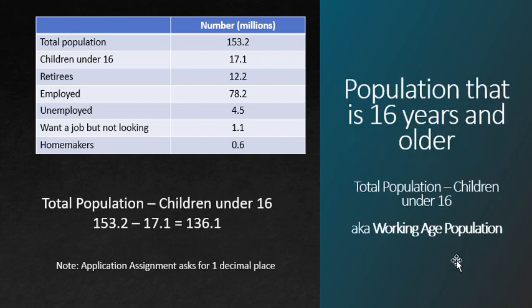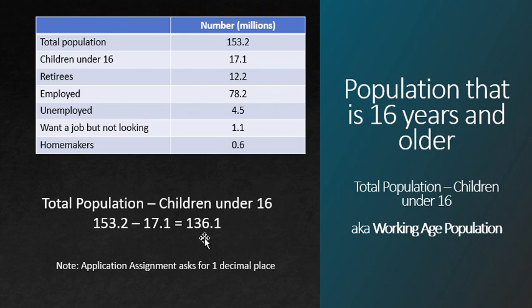So the first thing we want to figure out is who is in the population that is 16 years and older. Because remember, the labor force or the working age population is only going to consist of people that are 16 and older. So if we take the data from our table, we want to take the total population, which was 153.2 million, and subtract out all of the children under 16, which was 17.1. So we have 136.1 is what we call the working age population, those that are 16 and older.